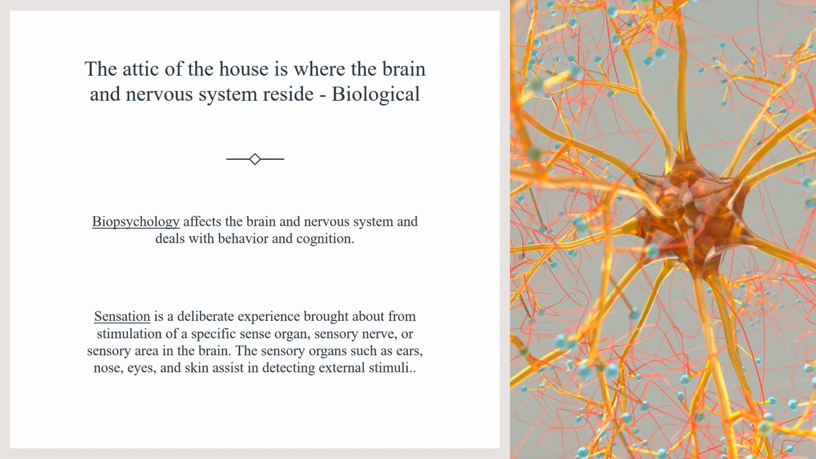Sensation is a deliberate experience brought about from stimulation on a specific sense organ, sensory nerve, or sensory area in the brain. The sensory organs such as ears, nose, eyes, and skin assist in detecting external stimuli. Sensation comes before perception, which takes place before the brain is able to interpret what the stimulus means before it is detected.